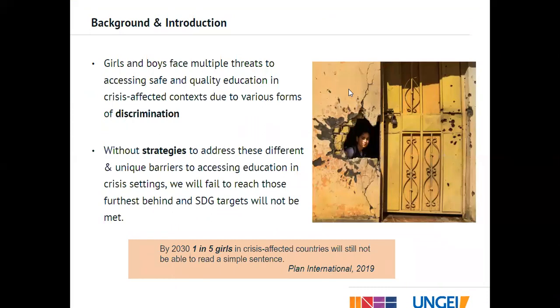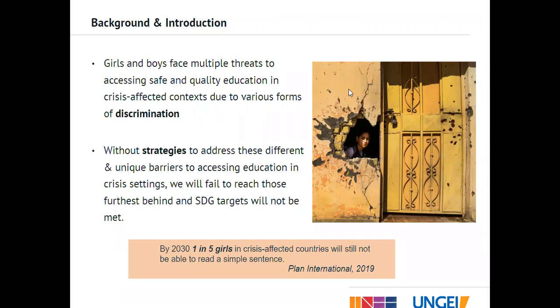So anyway, thank you, Ellen. Just a little background and introduction. Girls and boys face multiple threats to accessing safe and quality education in crisis-affected contexts, due, of course, to a lot of different forms of discrimination. So without strategies to address these different and often unique barriers to accessing education in crisis settings, we will simply fail to reach those who are furthest behind, and the SDG targets will not be met.